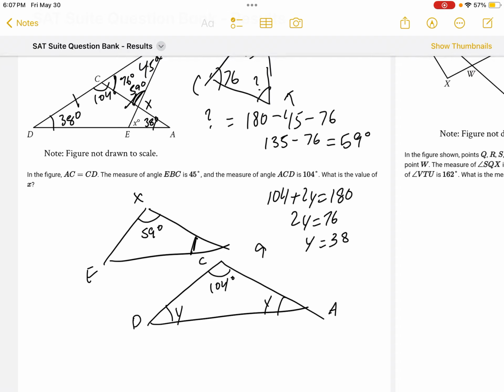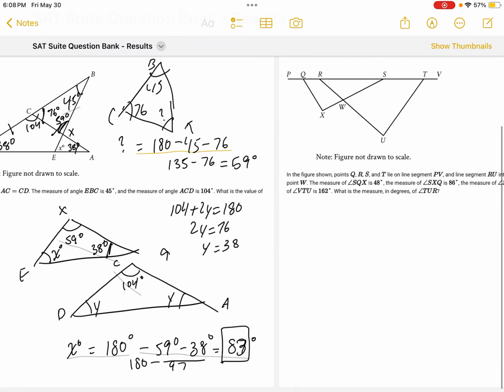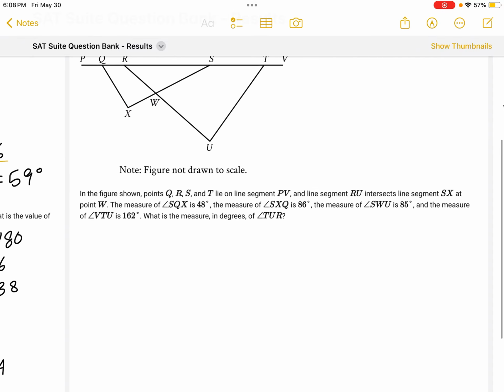So now we know that this angle in triangle XEA is 38 degrees. And this angle is what we're looking for, angle X. So that angle X will be equal to 180 degrees minus 59 degrees minus 38 degrees, which if you do the math will turn out to be 87 degrees. So our value for X is just 80. Oh no, wait. This should be 83. Sorry, I did some subtraction mistake. That should be 83 degrees, guys, because it's 180 minus 97. Yep, that's 83 degrees. And that's our answer.